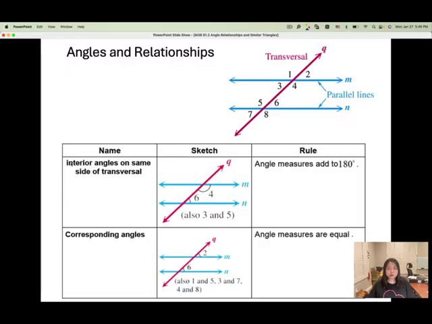The third one is interior angles on the same side of the transversal. So look at this example. We have two parallel lines here, and angle 4 and angle 6. The angle measures add to 180 degrees. So we're gonna use the U to represent it. Angle 4 plus angle 6 is equal to 180.